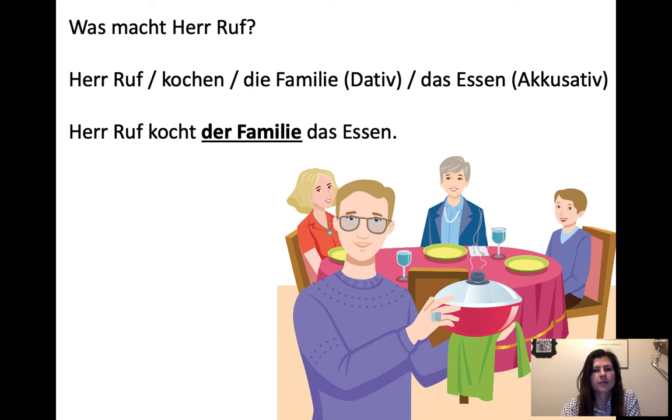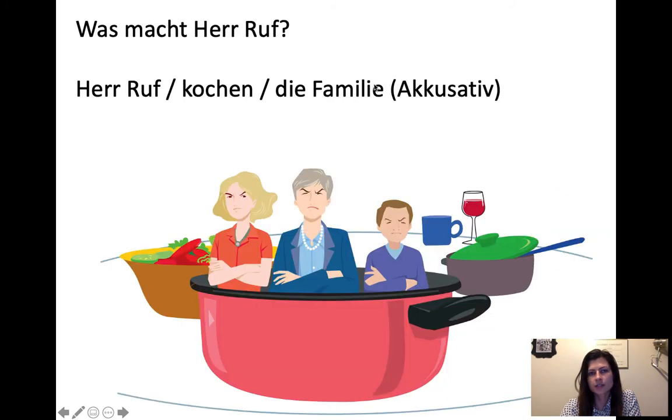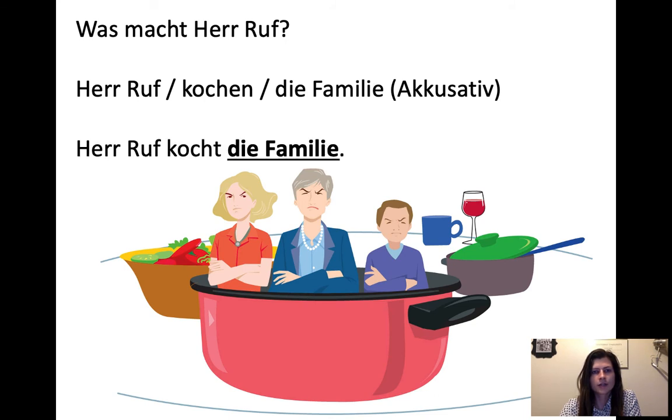So you can imagine what would happen if we wanted to have the family as a direct object instead of an indirect object. That would be Herr Ruf kocht die Familie. Mr. Ruf cooks the family, which is a very different situation, and they're not quite as happy about that situation.